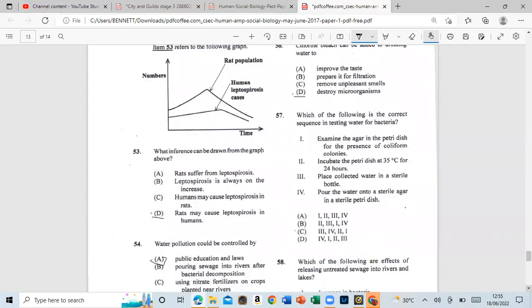Which of the following is the correct sequence in testing water for bacteria? 1. Examine the agar in the petri dish for the presence of coliform colonies. 2. Incubate the petri dish at 35 degrees for 24 hours. 3. Place collected water in a sterile bottle. 4. Pour the water into sterile agar in a sterile petri dish. I think 3 would go first: place collected water in a sterile bottle.